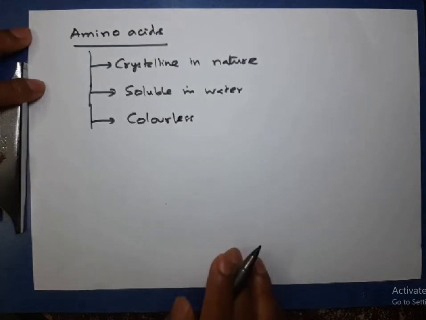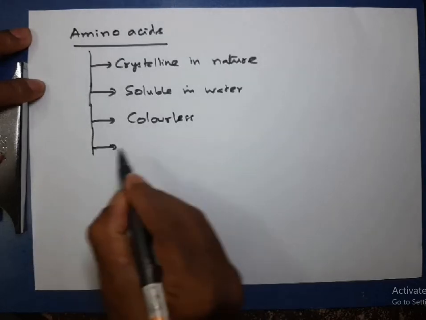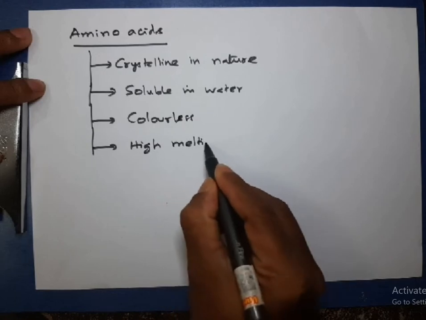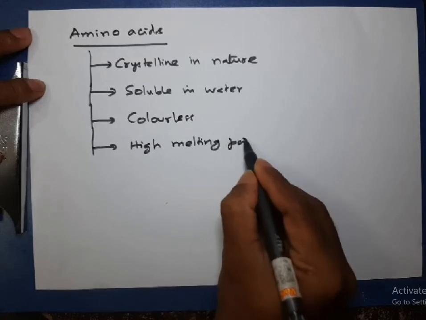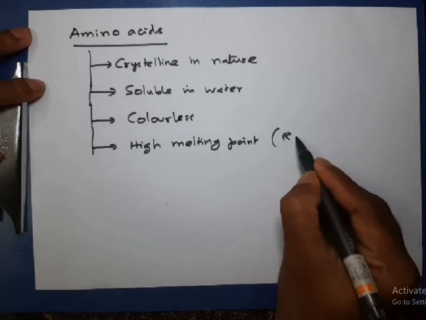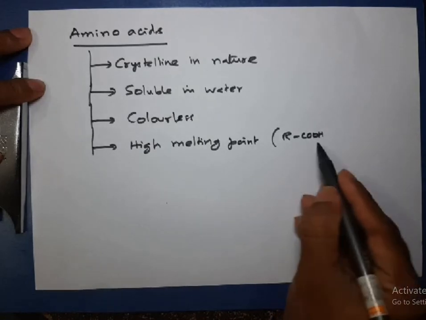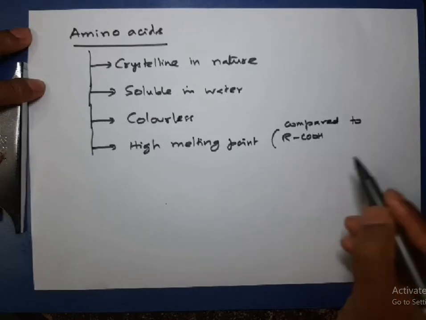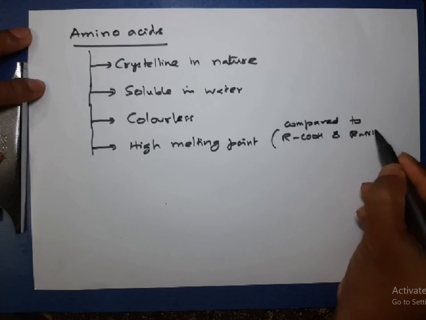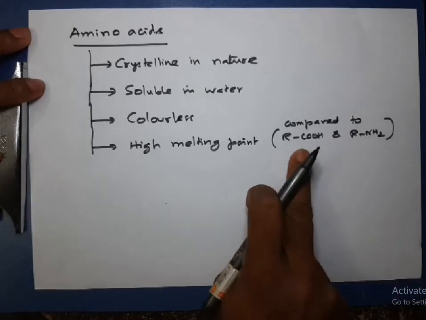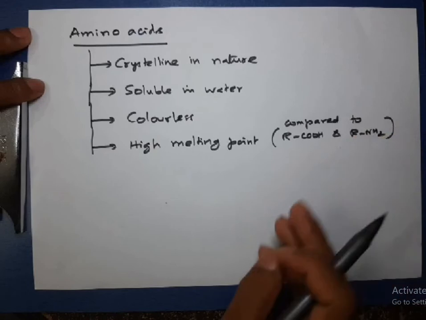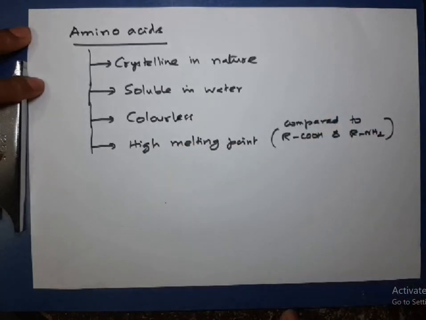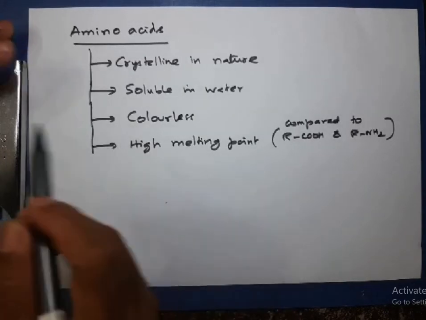They are colorless substances, and they have a very high melting point, compared to normal carboxylic acids and normal amines. If you compare carboxylic acids and normal amines, amino acids have a high melting point compared to these two. What's the reason for the high melting point?